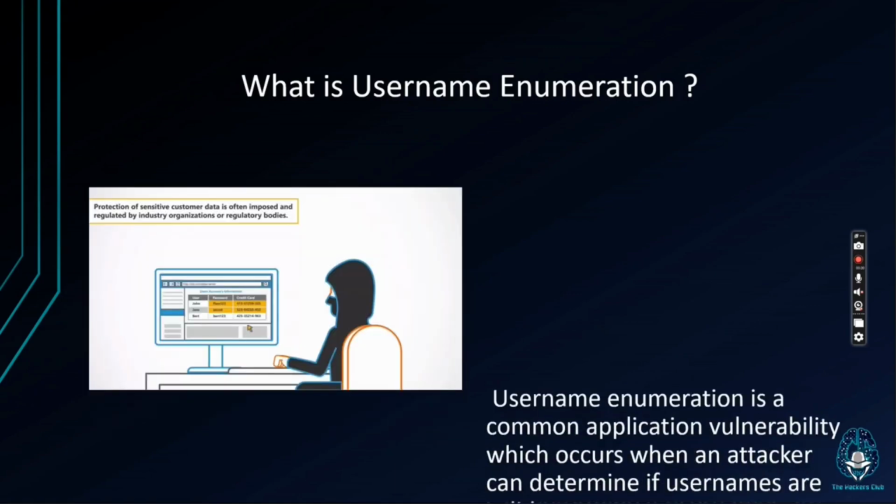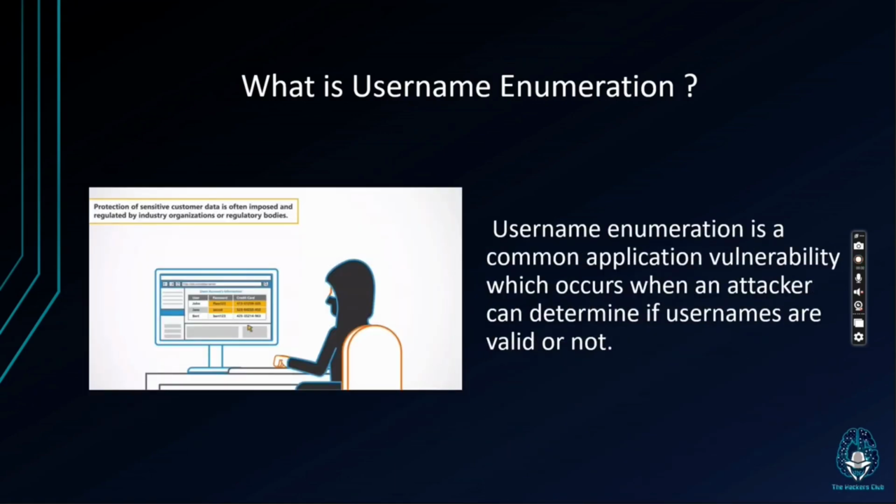So what is username enumeration? Username enumeration is a common application vulnerability which occurs when an attacker can determine if the usernames are valid or not. Most commonly, this issue occurs on login forms where an error similar to "the username is invalid" is returned. An attacker can exploit this behavior by using a lengthy list of common usernames, known names, and dictionary words to observe the application response to all. With those results, the attacker can then infer which usernames are valid.